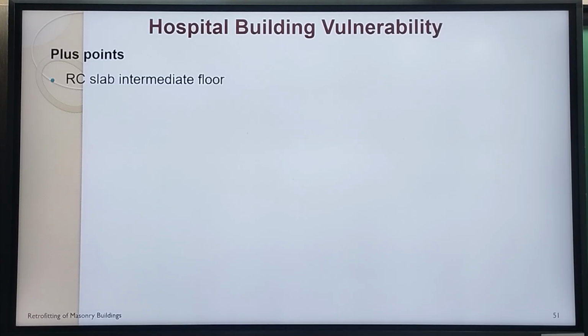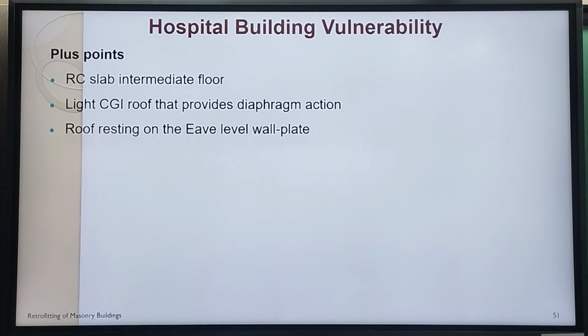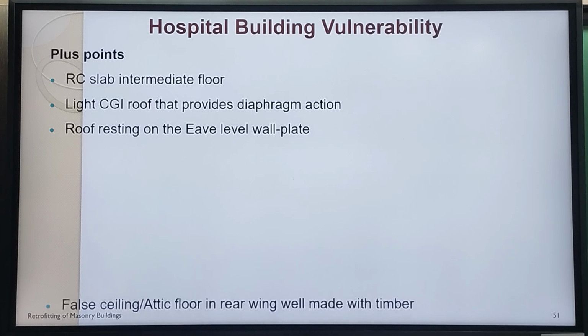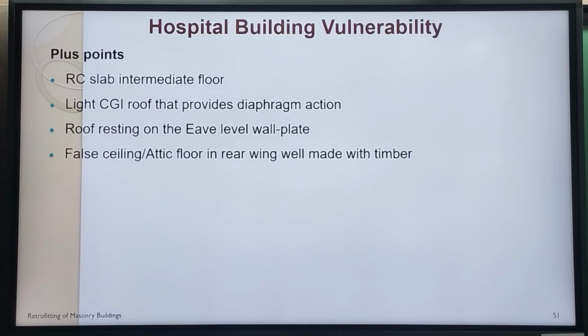Alright. The plus point was that reinforced concrete slab, because it provides diaphragm action. Also the CGI roof provides a good amount of diaphragm action on the top. Roof was resting on the wall plate, which I said earlier. And the false ceiling or the attic floor was also pretty strong. It was done with good timber, good connections. There were no falling hazards like chimneys especially.